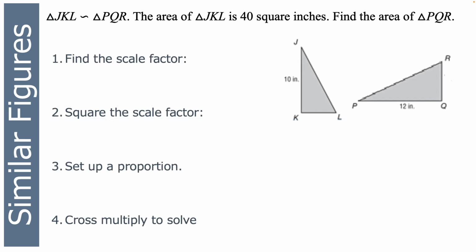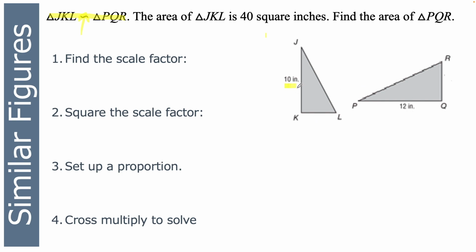Here's the example. It says, let's see, triangle JKL is similar to triangle PQR. That symbol right here is the tilde. That means similar to, which means they're the same shape, but not necessarily the same size. They're kind of like zoomed in versions of one another. So we know that the area of JKL, that's the one on the left here, is 40 square inches, and we want to use that to find the area of PQR.